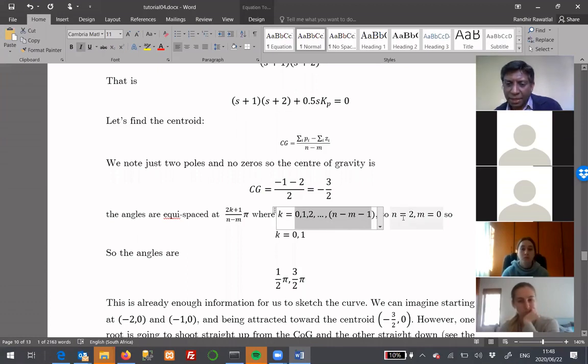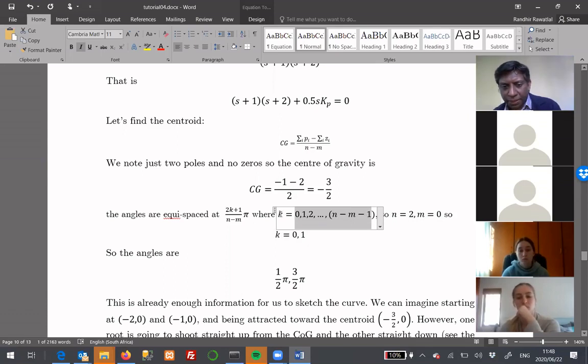So in our case, n equals 2 and m equals 0. So k is only going to be 0 and 1, right? n minus m minus 1 is 2 minus 0 minus 1. So this becomes a 1. So when we write the sequence, we only go 0 and 1, right? So k is 0 and 1.